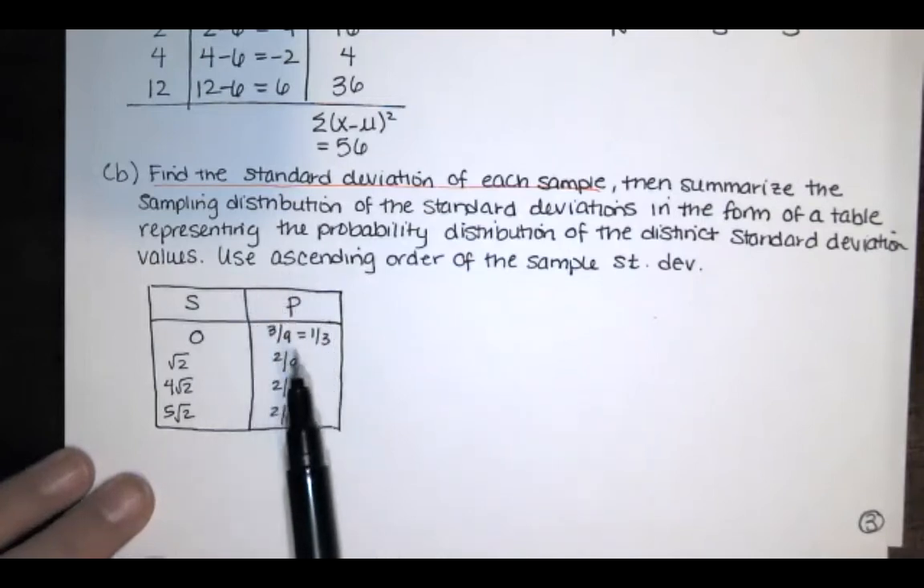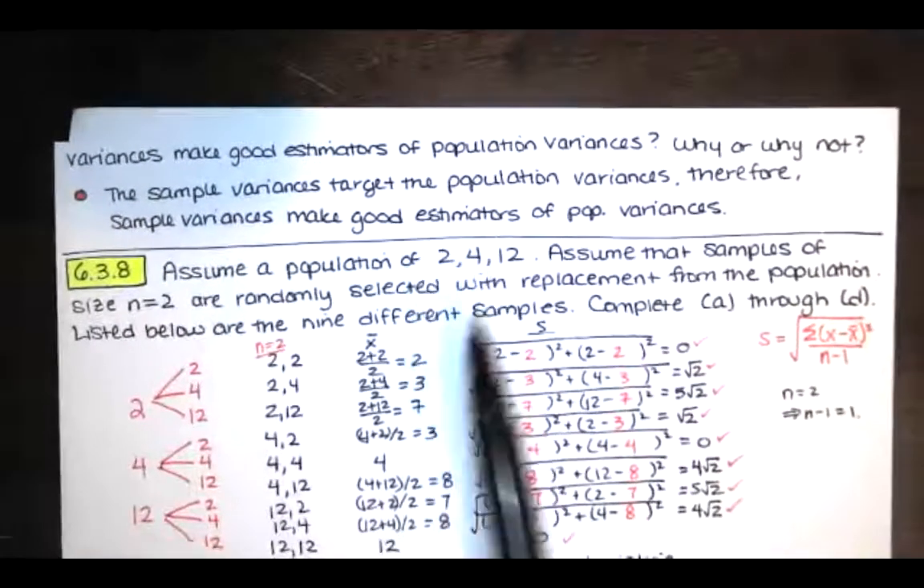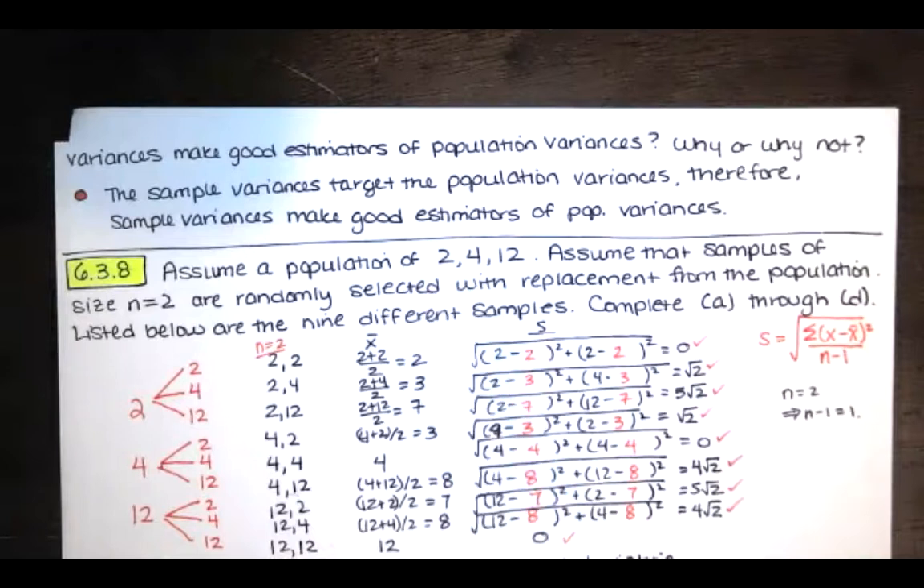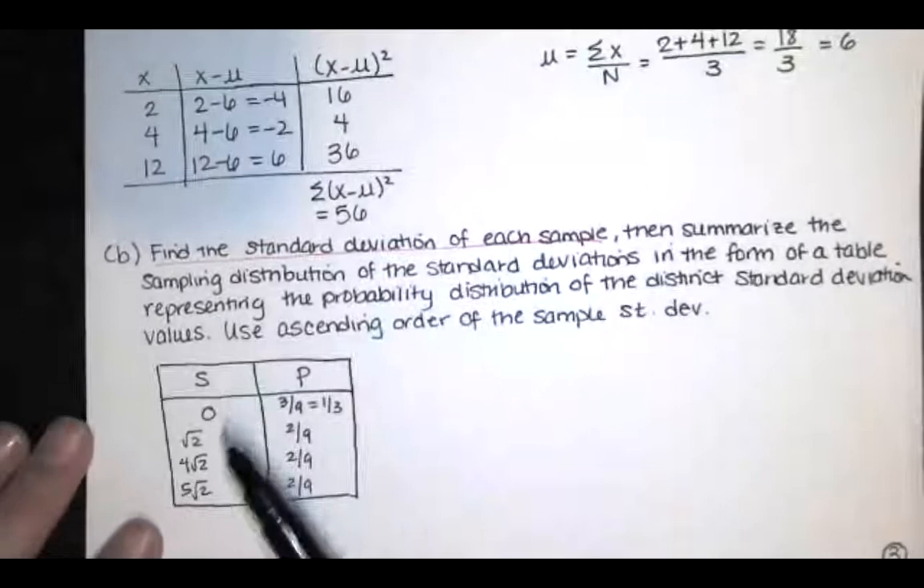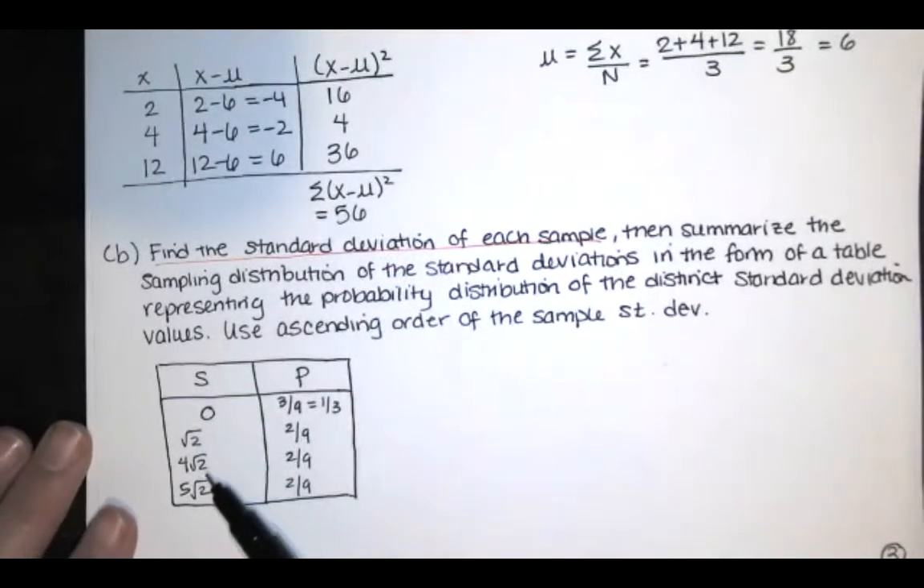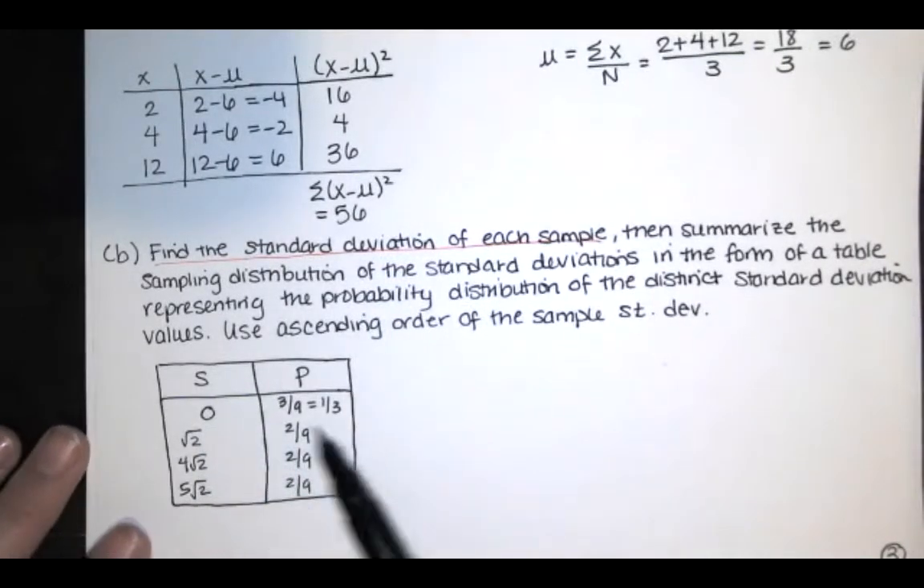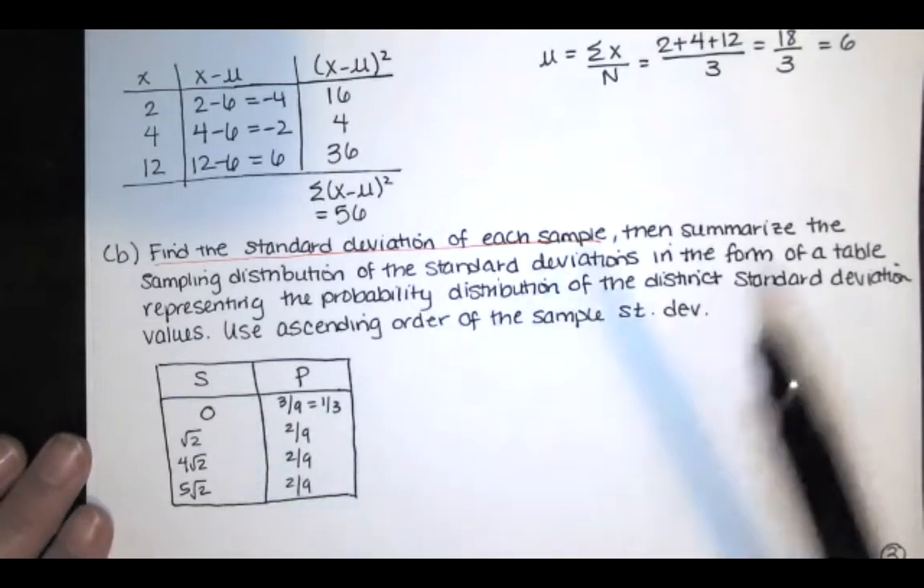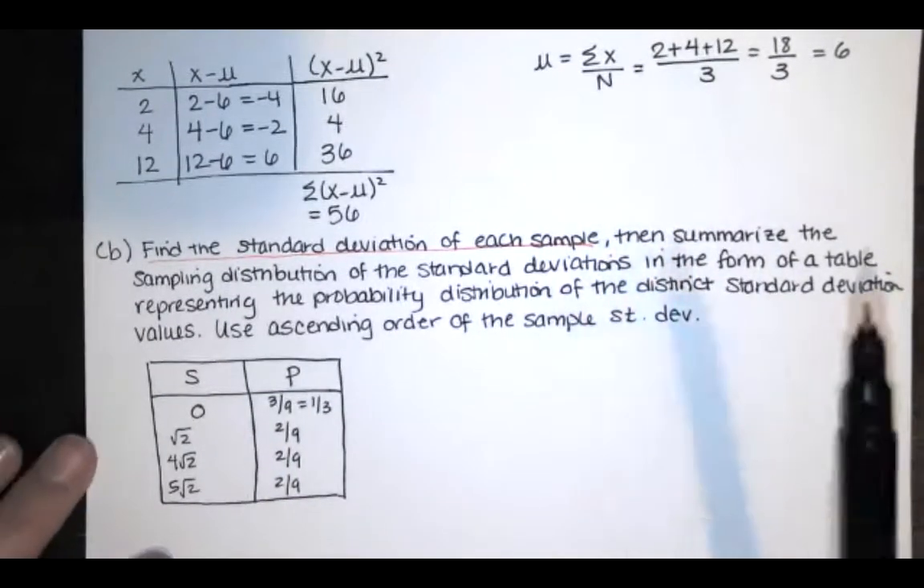So when we have samples of size 2 that are selected from this population with values 2, 4, and 12, the sample standard deviation is going to be one of these values. It's either going to be 0, square root of 2, 4 root 2, or 5 root 2. And these are the corresponding probabilities for each of these sample standard deviations.